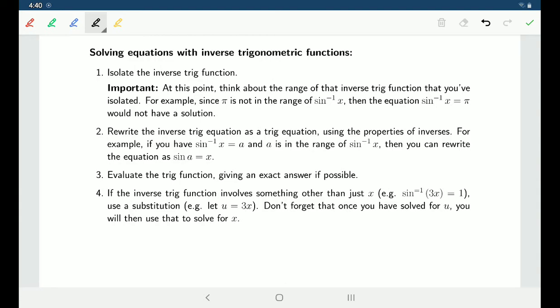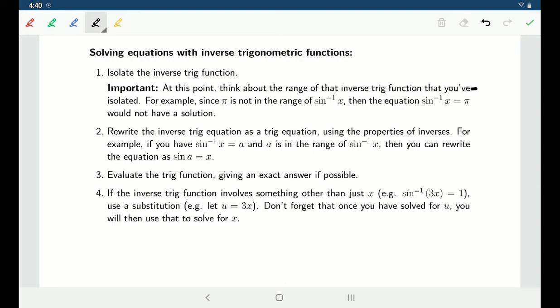And then think about that inverse trig function and its range, because it's possible, just like any equation, that there might be no solutions. So for example, if we had moved everything over and we had sine inverse of x equals pi, we would take a minute to think to ourselves, what is the range of sine inverse? What are the output values it gives? And remember that for sine, we'd restricted the domain from negative pi over 2 to pi over 2, which means for sine inverse, its range would be from negative pi over 2 to pi over 2.